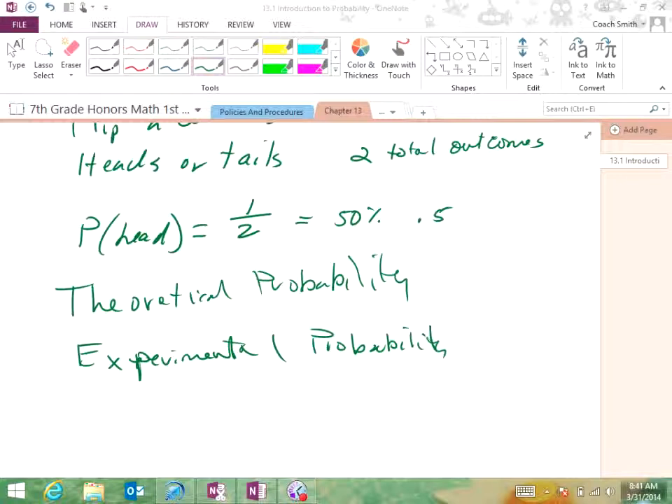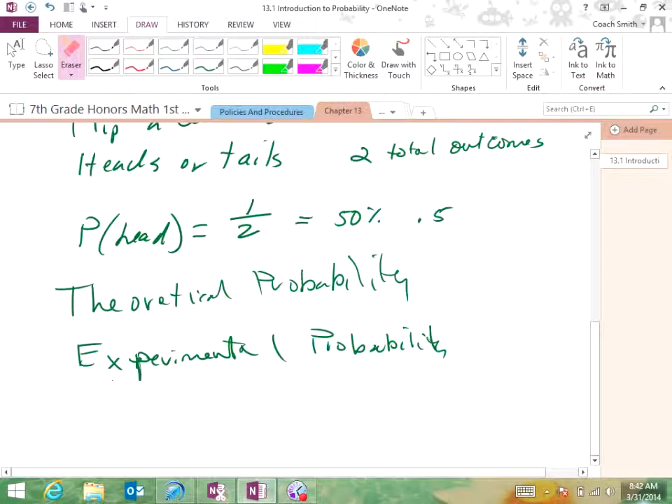Okay? Theoretical probability is simply, we've sort of already talked about it. Theoretical probability is the probability that something is going to happen. For example, flipping the coin, landing on heads. Okay, the theoretical probability of that is 1 over 2. Okay? Experimental probability is us flipping the coin 10 times and seeing if it lands on heads 50% of the time.